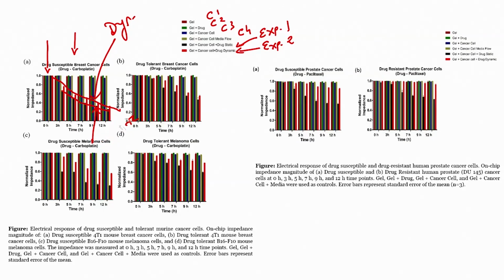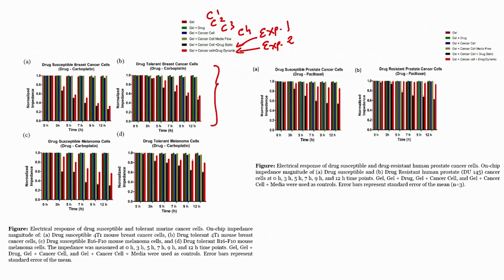Now, what if we have drug tolerant cells? In that case also we could clearly see a signature at 1000 hertz, this is impedance, and we can see that the static results are different than dynamic. However, we can clearly understand the effect of drug using the dynamic platform.